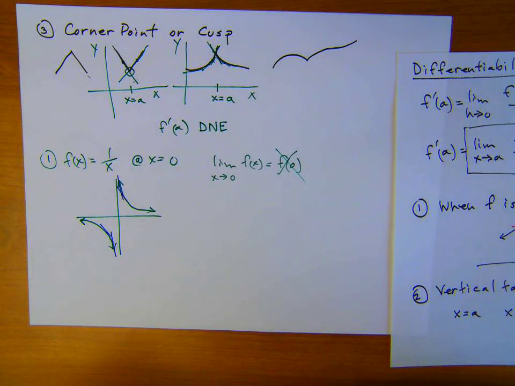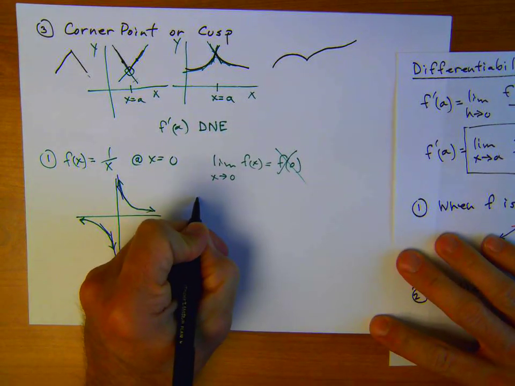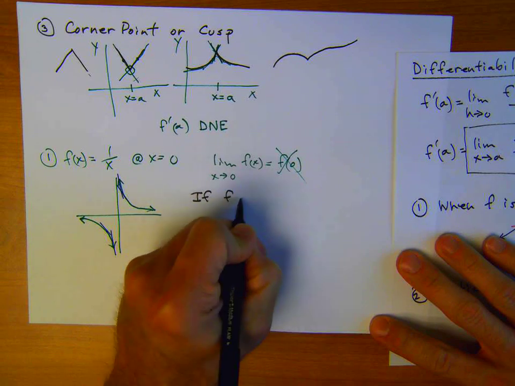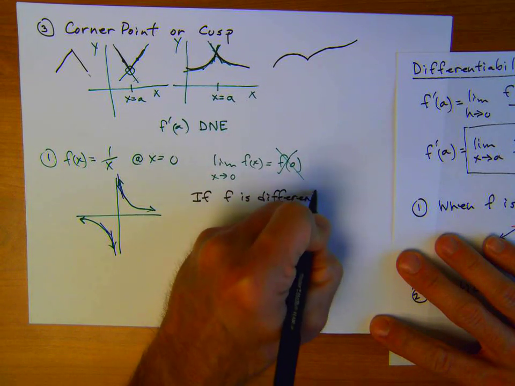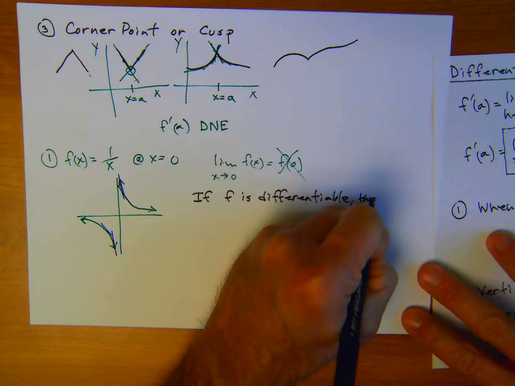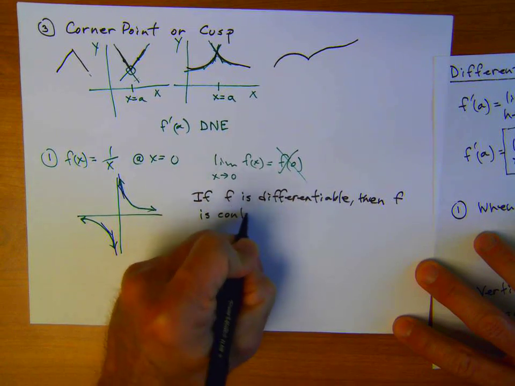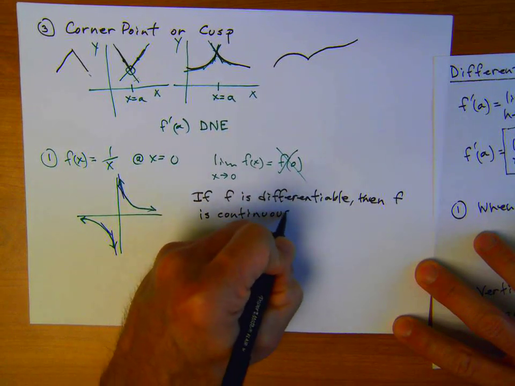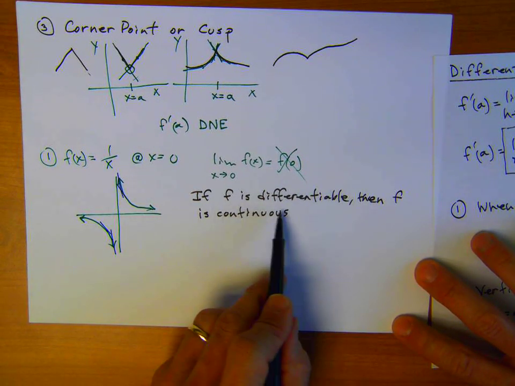This is a very brief proof that I just want to show you. So this is kind of an important idea. What it's saying is that if f is differentiable, then f is continuous. All right, the reverse is not true, and I'll come back and show you an example of that.